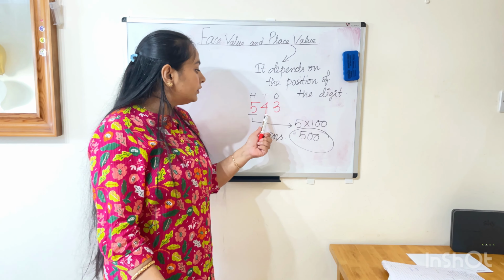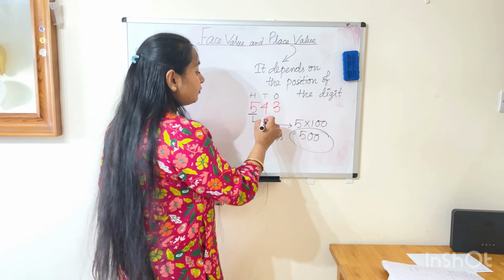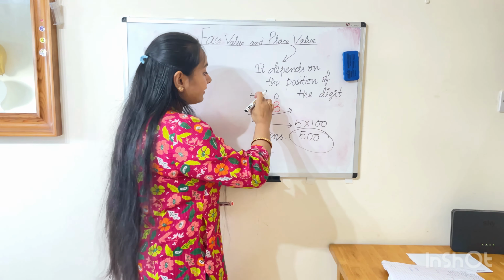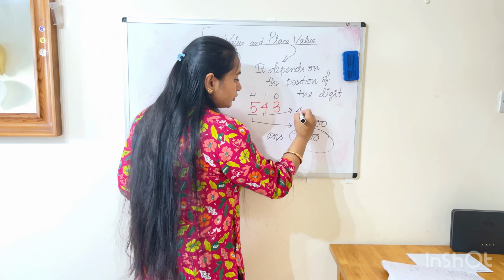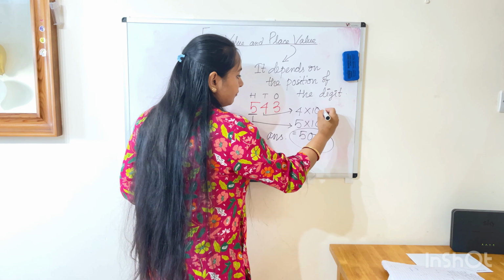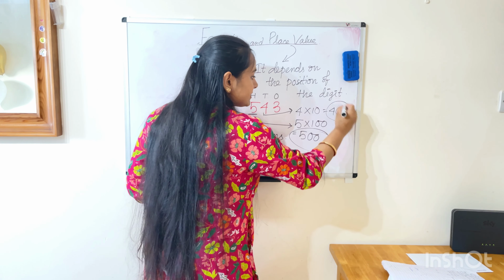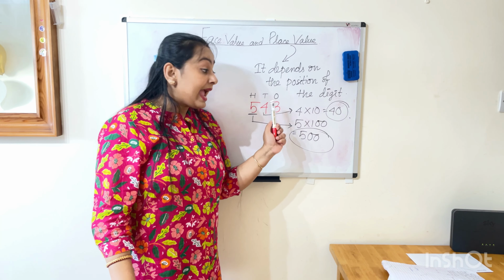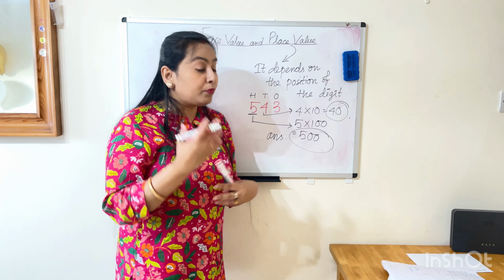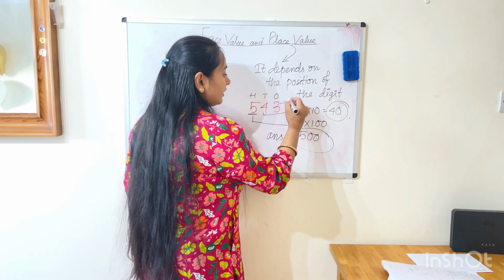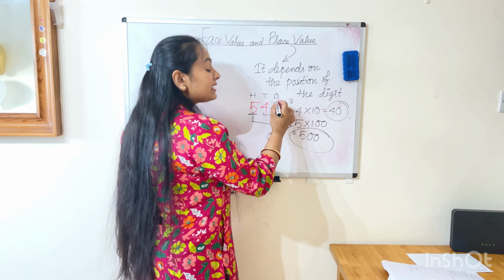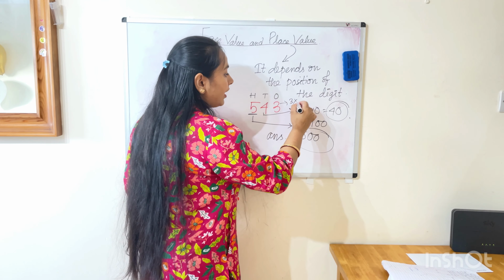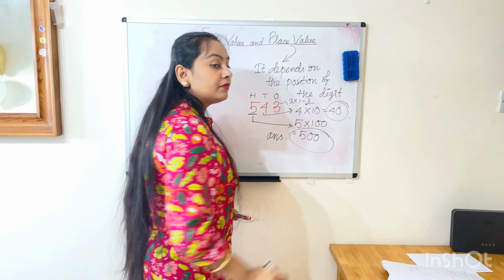Now I'll talk about the 4. What is the place value of 4 over here? 4 is at which position? It's at the 10's position. So 4 should be multiplied with 10, we will get 40, and 40 is our answer. 40 is the place value of 4. And in case of 3, 3 is at the 1's place. So 3 will remain 3. Why? Because 3 is at the 1's place. 1's means we have to multiply 3 with 1 to get 3, right?